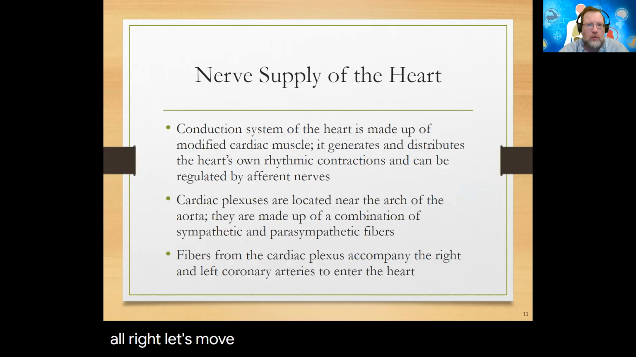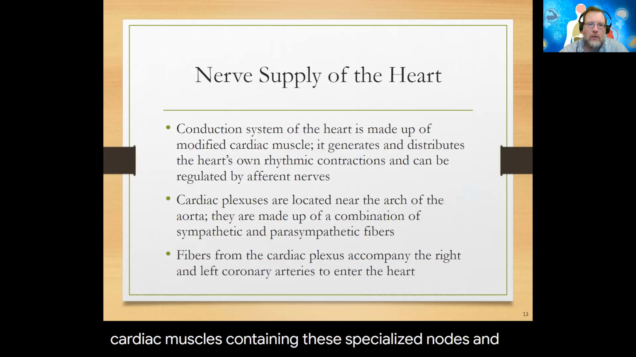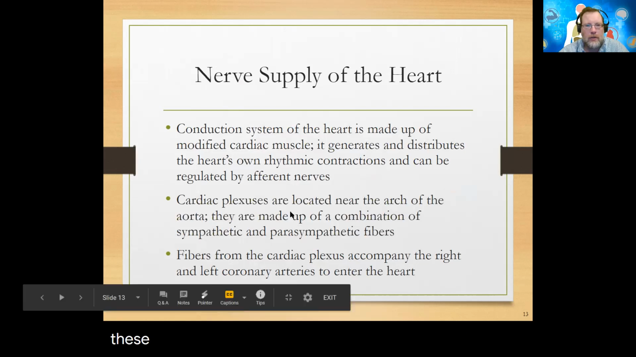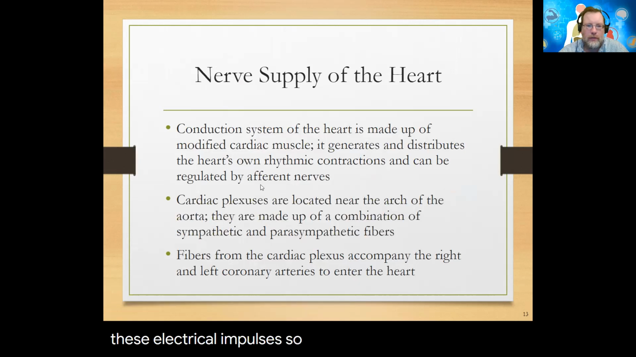All right, let's move into nerve supply of the heart. We looked at this in general as well, so some of this terminology shouldn't be that unfamiliar to you. Again, we have modified cardiac muscles containing these specialized nodes, and these nodes are going to be producing and distributing these electrical impulses. So we also see cardiac plexus near the arch of the aorta. We see what are called baroreceptors or pressure receptors at the arch of the aorta as well.